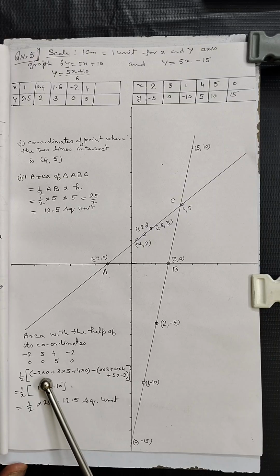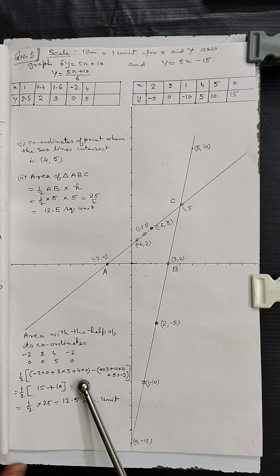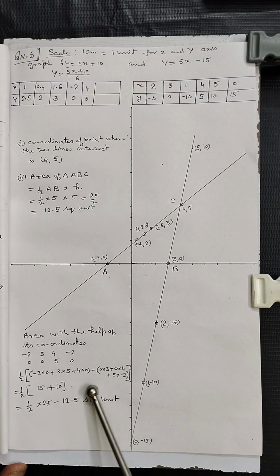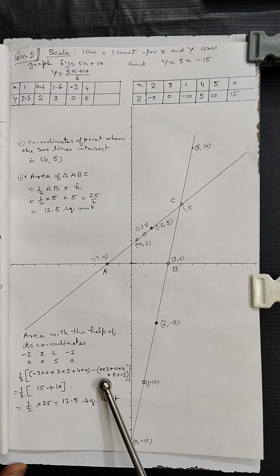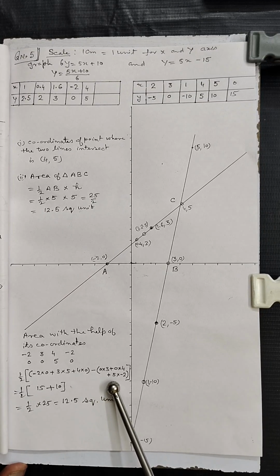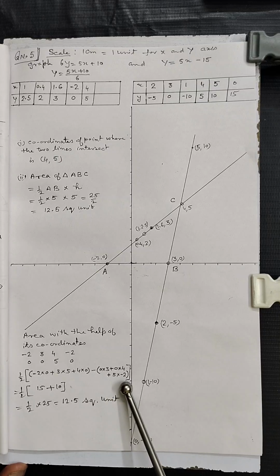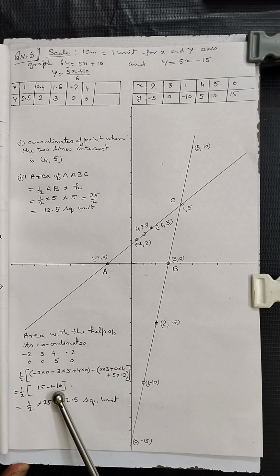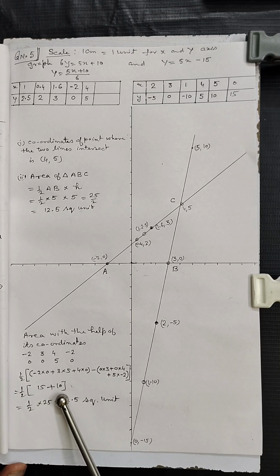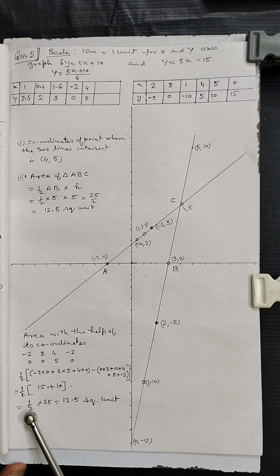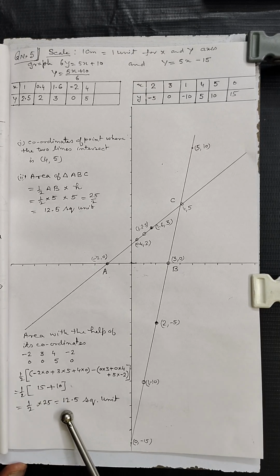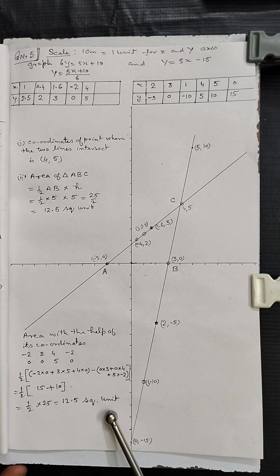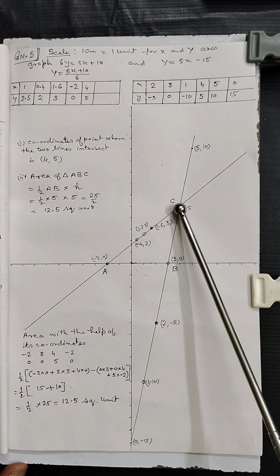So all these, you see, this term will be 0, the last term will be also 0, only 3 into 5, that is 15. Here in the second bracket you have 5 into minus 2, that is minus 10, and there is one more minus, so it will become plus. So 15 plus 10 will become 25, 25 divided by 2, that will be equal to 12.5 square units. This will be the required area of the triangle ABC.